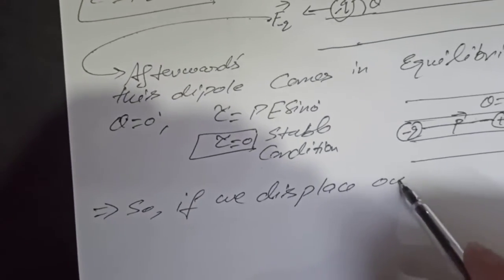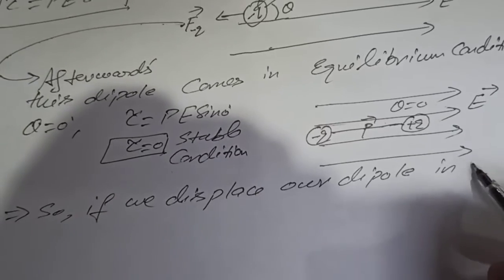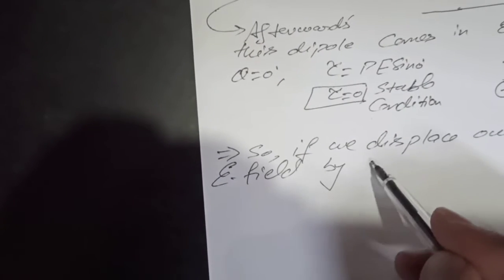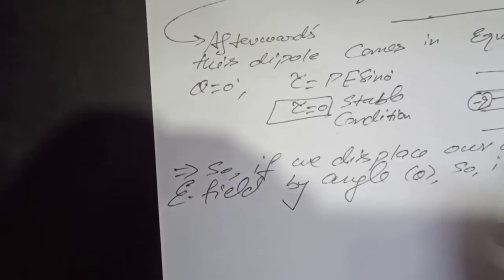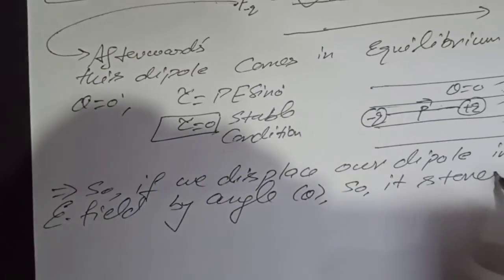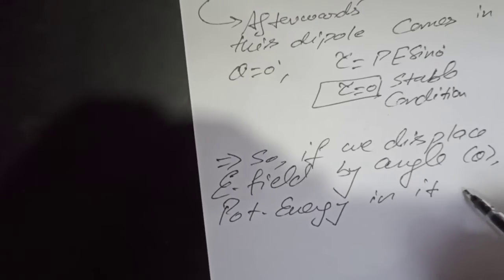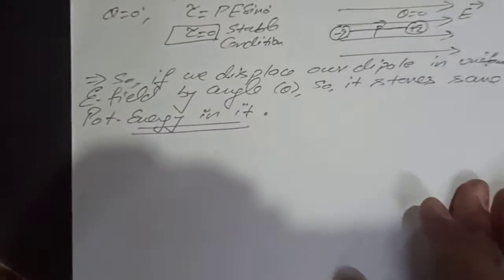So if we displace our dipole in a uniform electric field by angle theta, it stores some potential energy in it, and that potential energy we have to calculate.